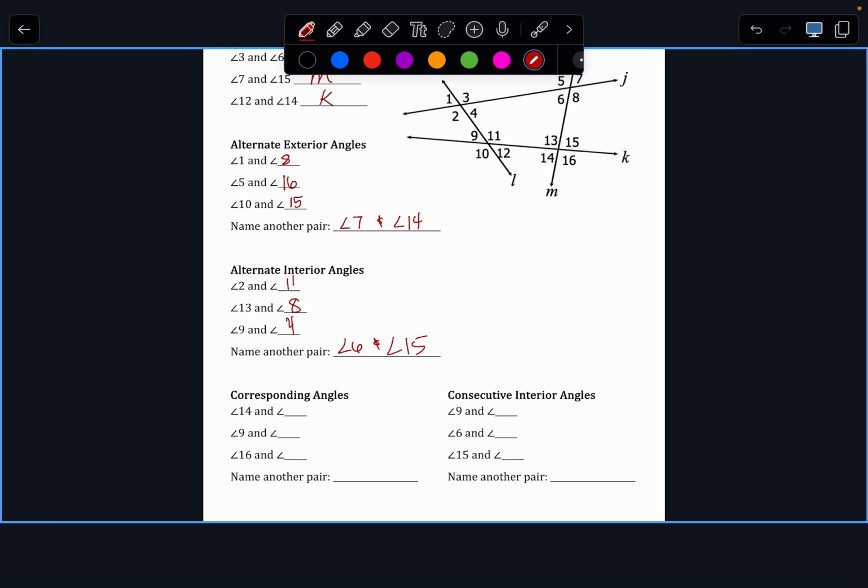All right. Corresponding. We are always going to have 2 different answers to this one with this picture. So angle 14, who's corresponding to 14? I'm going to write down 6. That's a great answer. Angle 9. We can say 13 or 1. Angle 16. Sure, 8 sounds great. Write down another pair.